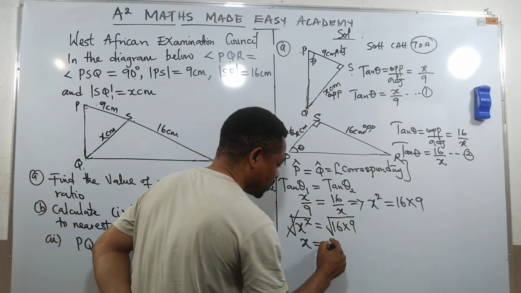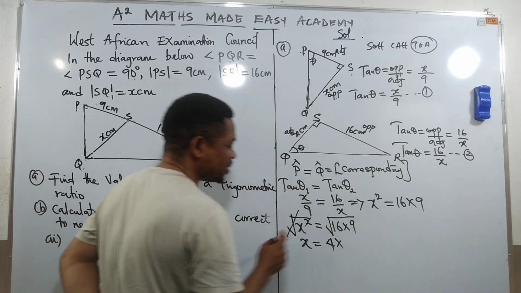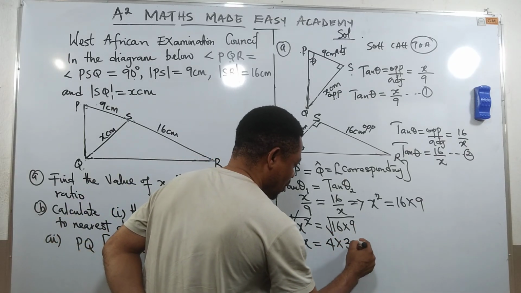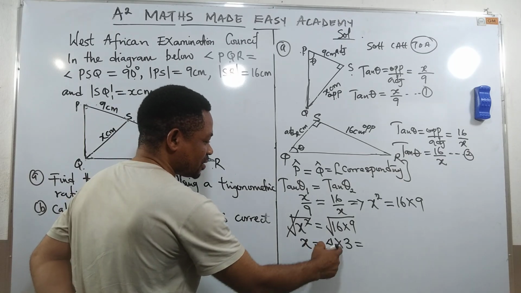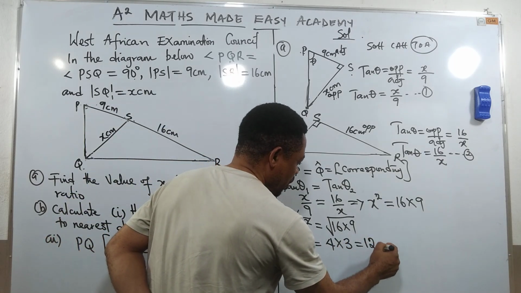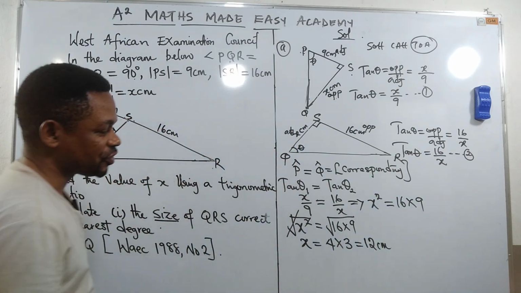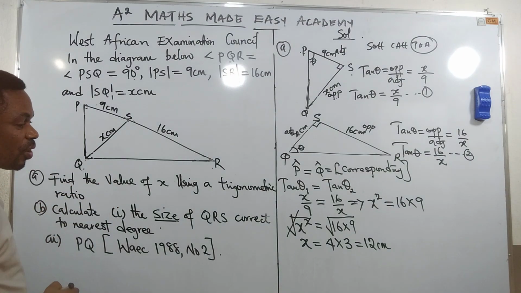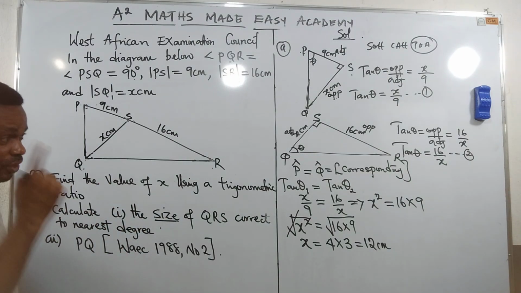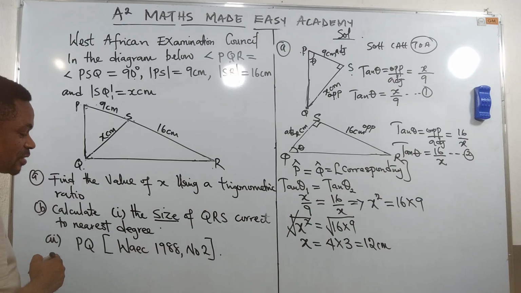Then what is the square root of 16? 4. And what is the square root of 9? 3. Can we now multiply? 4 times 3 will give us 12. 12 what? Centimeter. 12 centimeter is the value of x using the trigonometric ratio. Have I made myself clear?